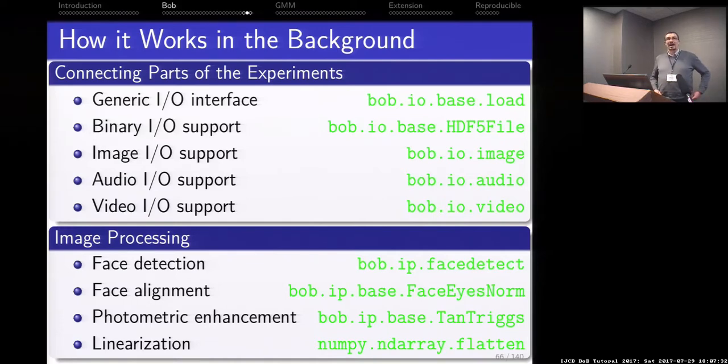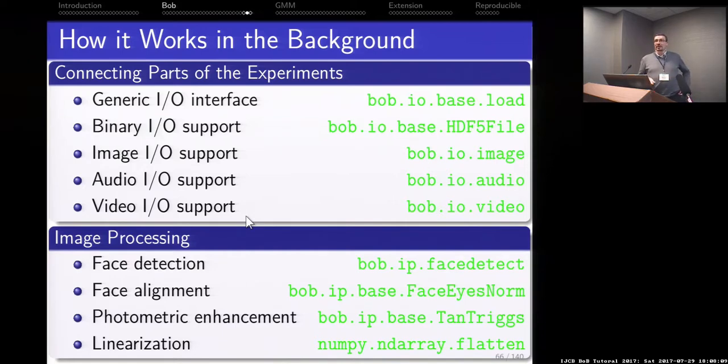In Bob we have a generic I/O interface, which can load basically any type of data as soon as you have imported the right packages. That's bob.io.base.load, and it will load anything into a NumPy array. We have bob.io.base HDF5File, which is the base interface for reading and writing HDF5 files. We have a lot of image types inside bob.io.image, audio support in bob.io.audio, and video support in bob.io.video.